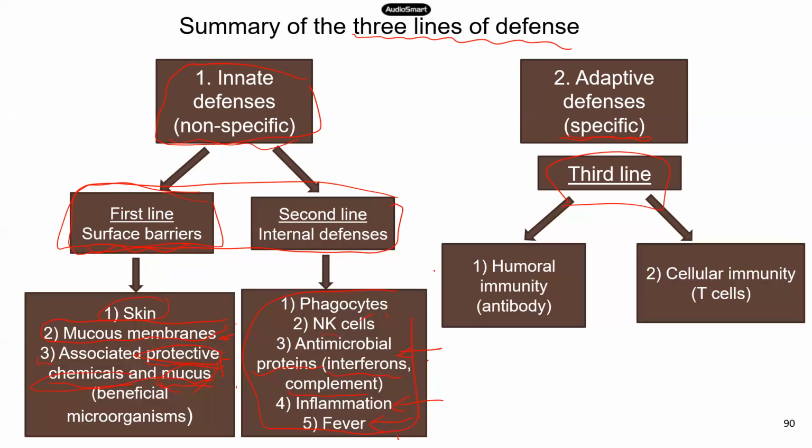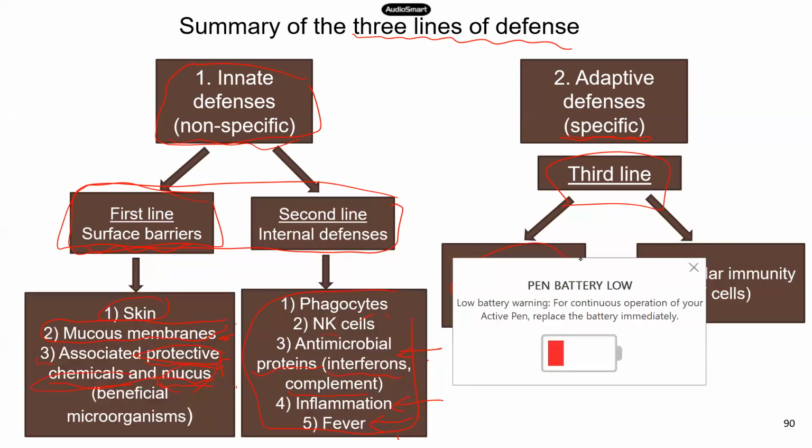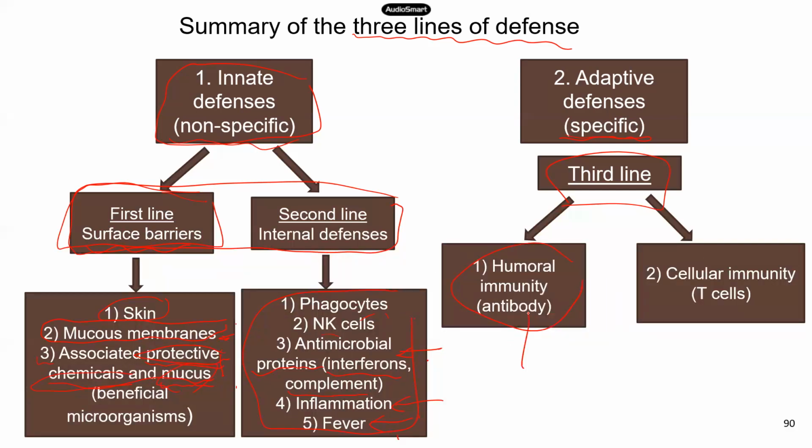It does not respond to all the foreign invaders that enter your body, right? It responds to a specific type of virus or specific type of bacterium. Now, under this category, for the third line, we have humoral immunity, which involves antibody. Make sure you know that the protective effect of vaccines is really based on the humoral immunity, right?